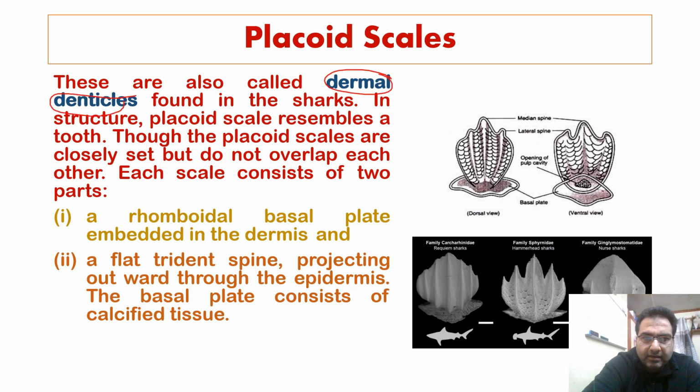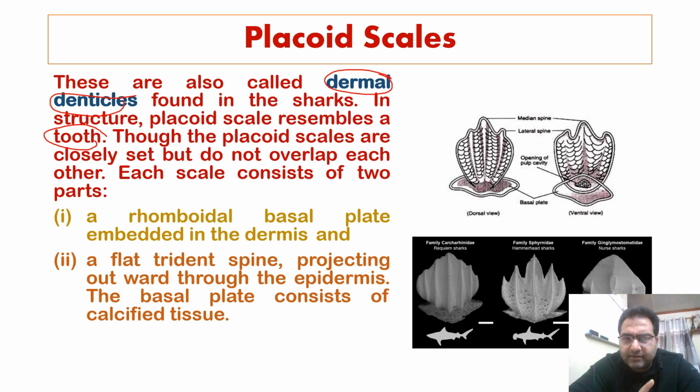We also call them the dermal denticles. Dermal denticles are found in the sharks. In structure, placoid scales resemble a tooth. Placoid scales lie close together but do not overlap each other. I was talking about scales in my first slide, wherein I told you that scales are mostly present in an overlapping fashion. But in the case of placoid scales, they do not overlap one another.